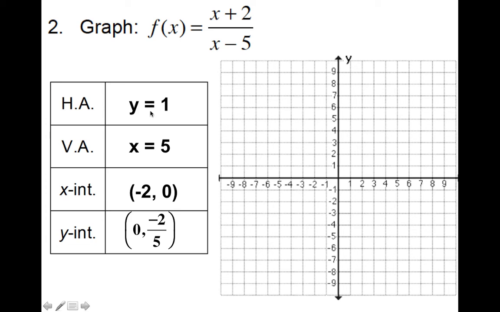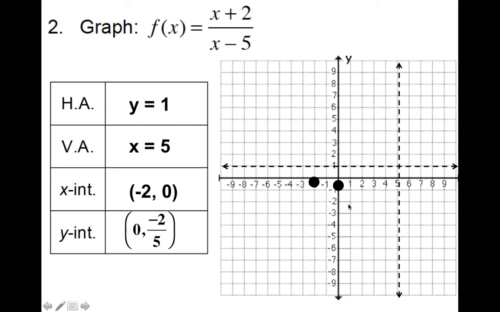So we can start graphing this. We have a horizontal asymptote of y equals 1. So here's y equals 1. Draw a horizontal asymptote. A vertical asymptote at x equals 5. So here's x equals 5. Draw the vertical. We have an x-intercept at -2, 0. And a y-intercept of 0, -2/5. So it's between 0 and -1.